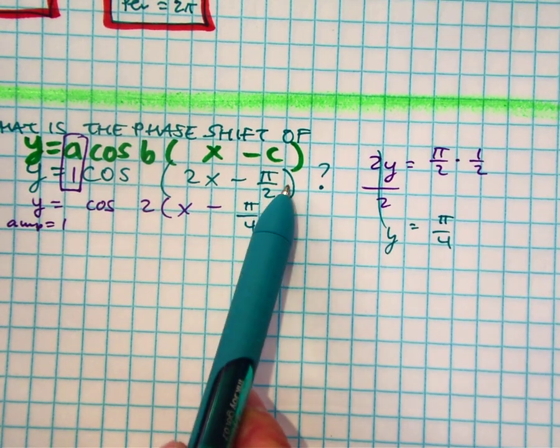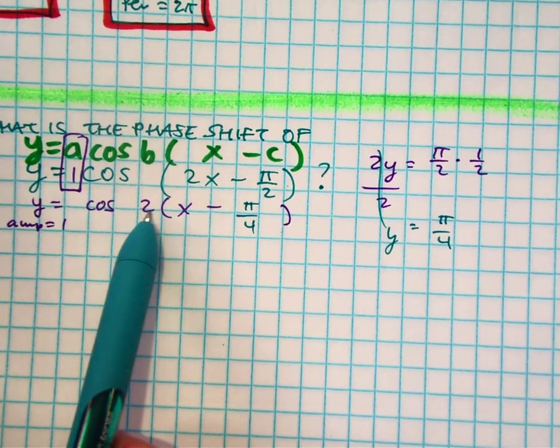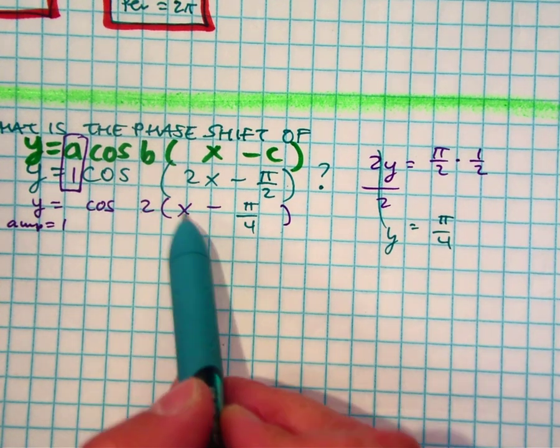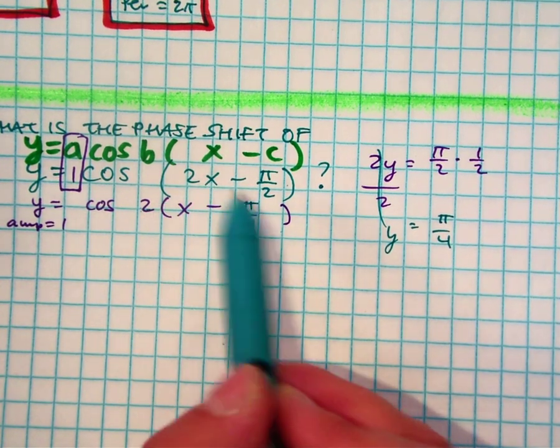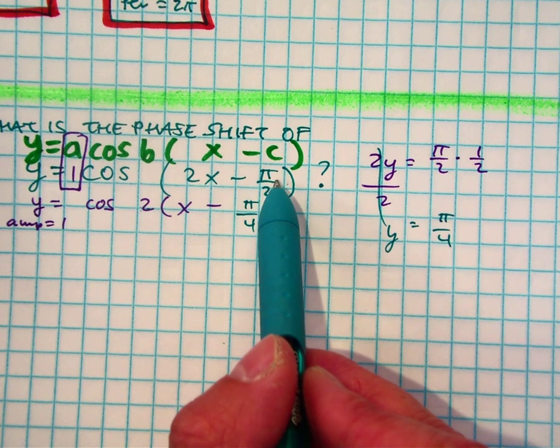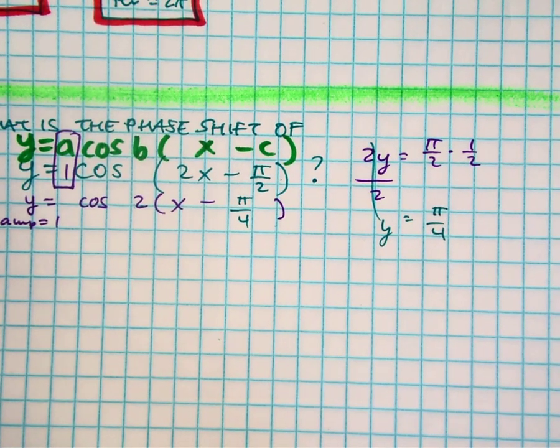How did I go from this step to this step? I factored out a 2. How do I check my answer for factoring? You multiply 2 times x is 2x. 2 times pi over 4 is 2 pi over 4, which is just pi over 2. And then here you can just finish your problem.